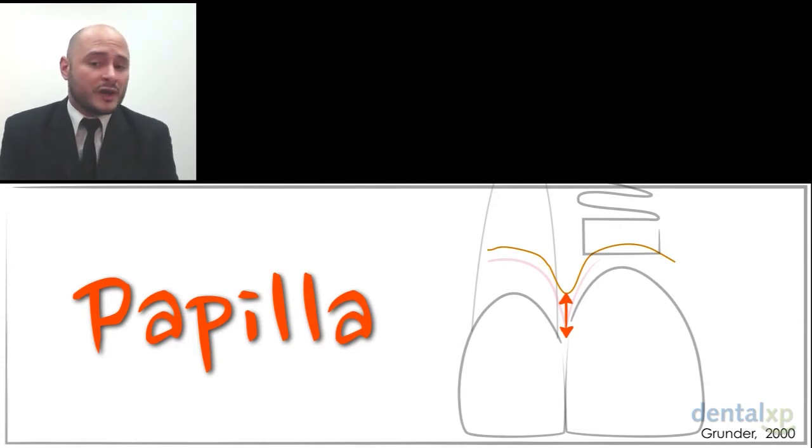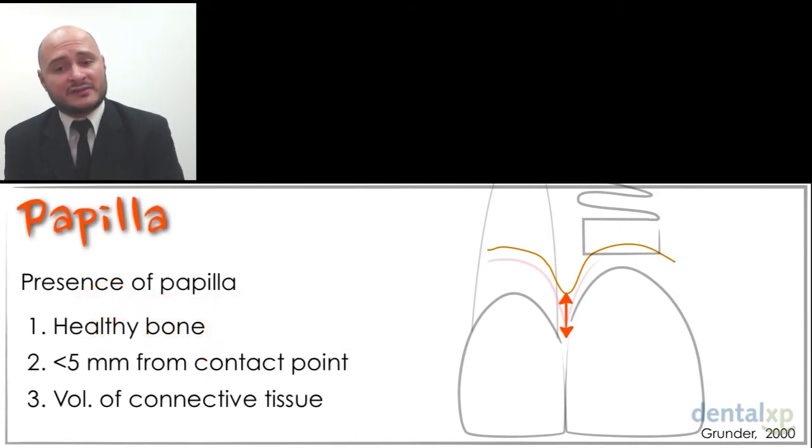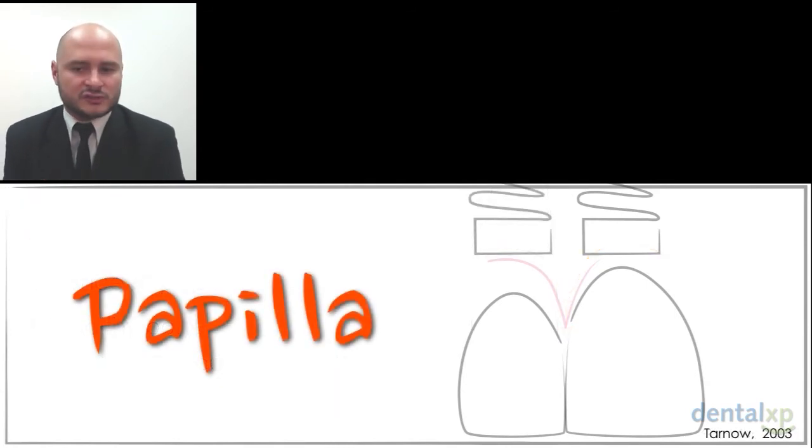Now, when we have implants neighboring a tooth, does this behave a little bit differently? We know that if it's 1 implant neighboring a tooth, then the bone architecture is going to be more dependent on the natural tooth that is still in the patient's mouth rather than the implant. So of course we have to take into consideration that the patient must have healthy bone, still have 5 millimeters or less from the crest of the bone to the contact point of the 2 crowns, and must have an adequate volume of soft tissues.